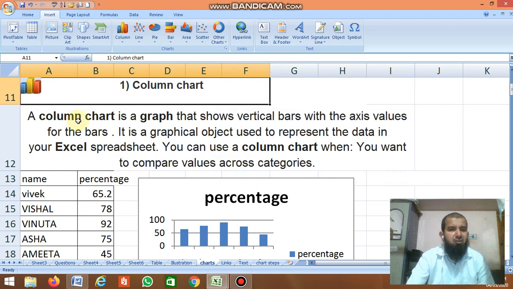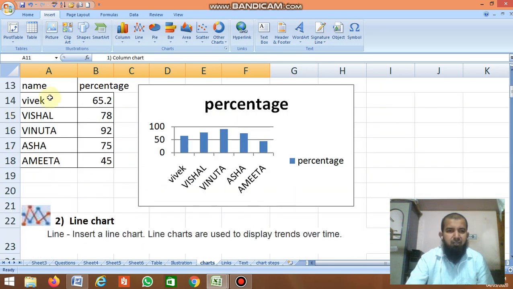First, column chart. A column chart is a graph that shows vertical bars, so it displays in vertical bars with the axis values for the bars. Clear, no? See this here. Which student scored how much percentage, you can easily identify. This is about column chart.